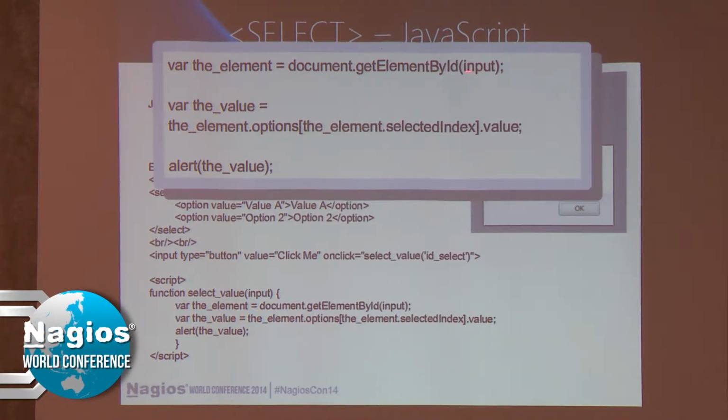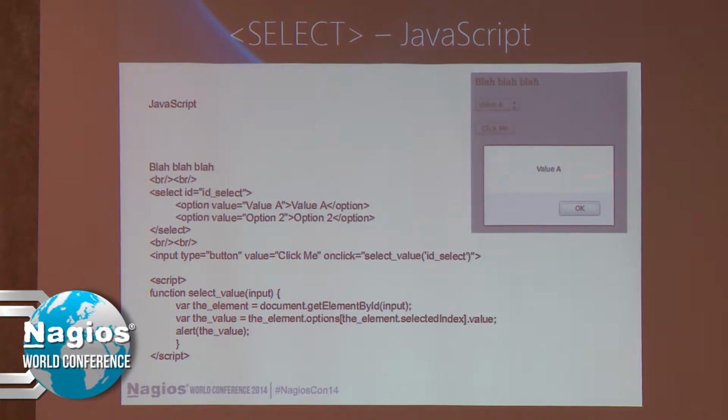We send it the name called ID select. It goes and gets that element object from the web page. It then goes and gets what the value is of that element object. So var the element is JavaScript saying I'm defining a variable, and this is what the variable is. Var the value is we're defining another variable, and we're using the element here, .options.the element.select. Gets quite complicated. In the end, we just alert the value, which is what we're after, and that gives us the value A box.